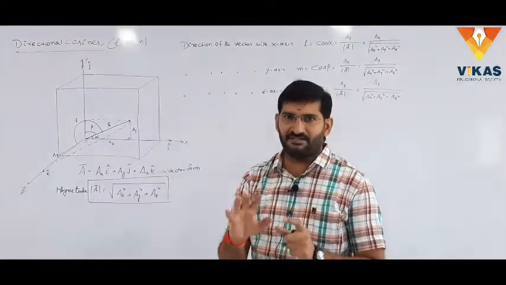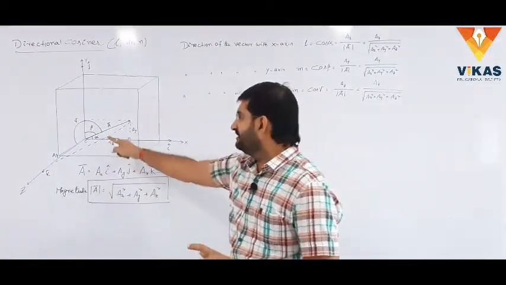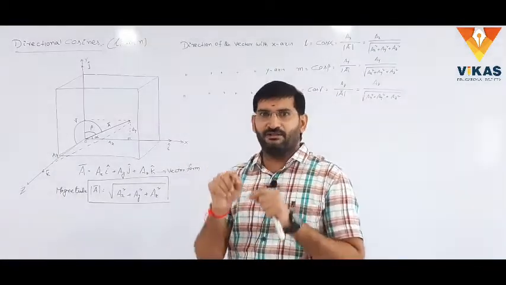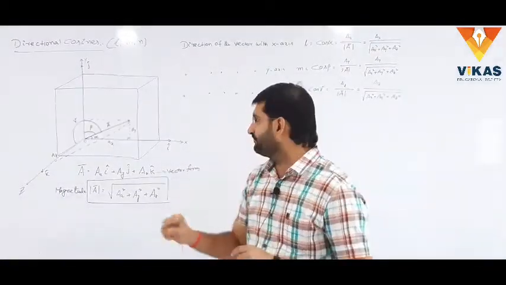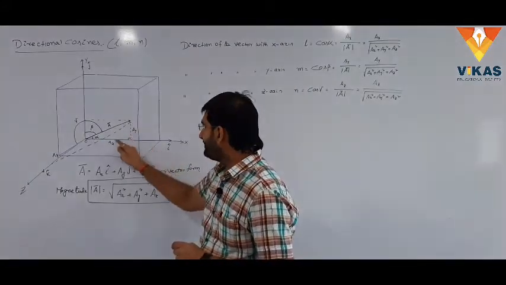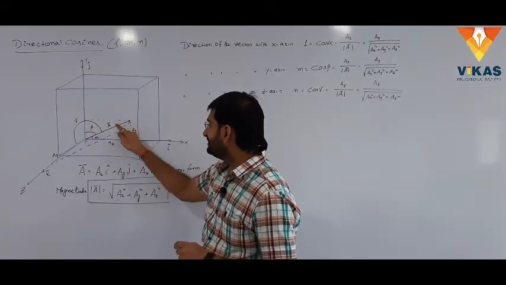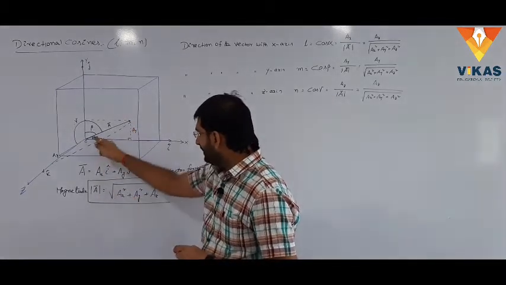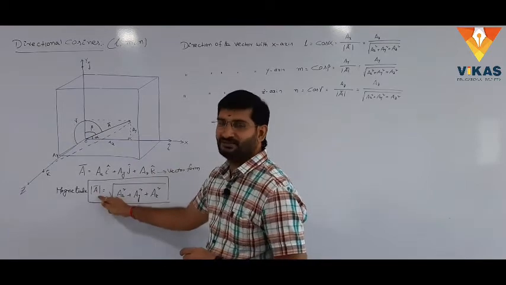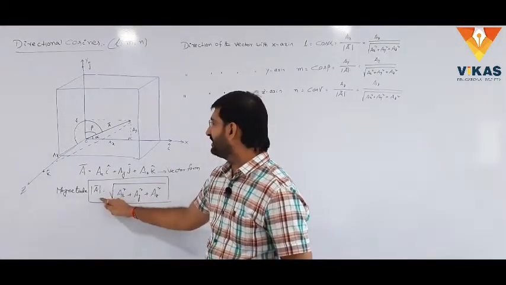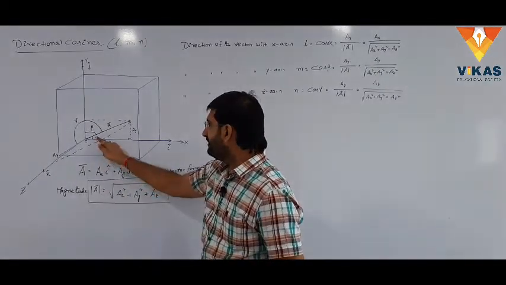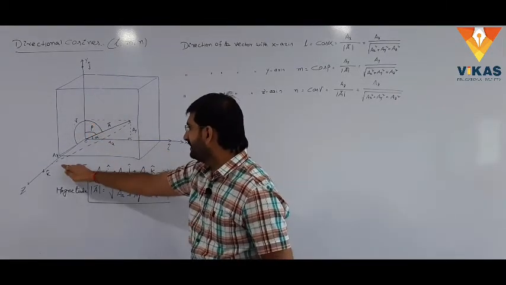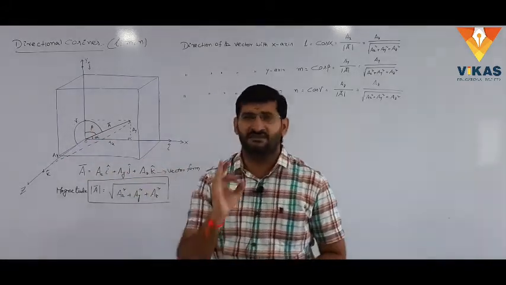If OA bar is represented in the three-dimensional coordinate system, therefore A bar is a vector. Bar represents vector, modulus represents magnitude, the length of the vector. Here we observe clearly, this is the right angle triangle, here to here is the length. The length of this vector is this one, that is magnitude. Magnitude is nothing but the length of the arrow. Here alpha is the angle made by the vector with x-axis, beta is the angle made by the vector with y-axis, gamma is the angle made by the vector with z-axis.